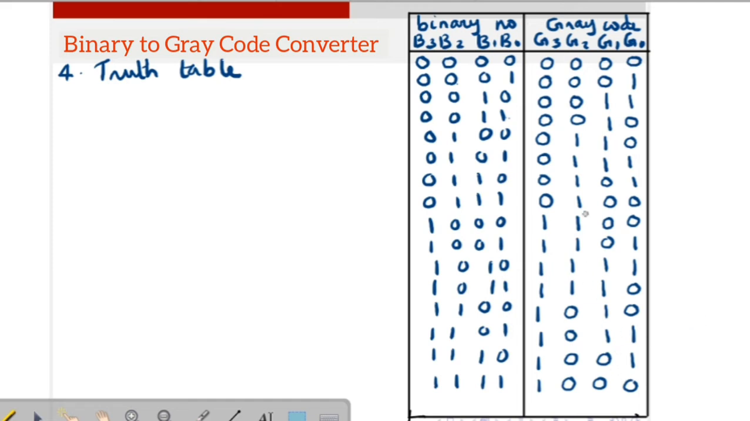Okay, this is how we can write the Gray code. Clear? So here we have the truth table with binary number as the first column and Gray code as the second column. Okay. Next step is find the minimized Boolean expression for each output. So for this we have to draw the K-map for each output.